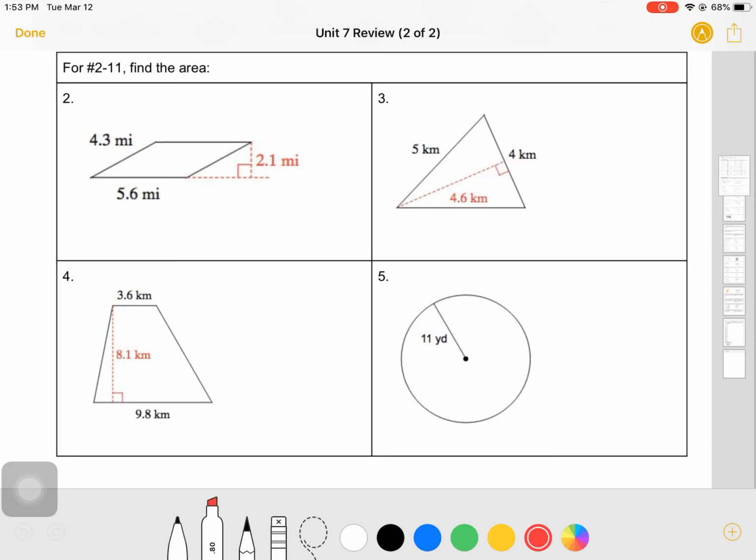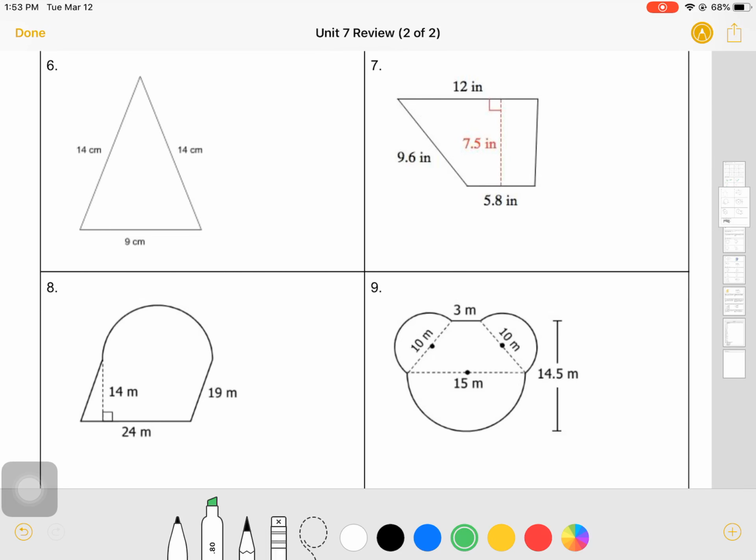So you're going to use the formulas we looked at a minute ago. But what's going to be most important is being able to correctly identify your base and your height. Make sure that your base and your height are perpendicular, so all these little right angle markers are important, which means that for number 2, my base is 5.6 and my height is 2.1. Or on number 3, my base is 4 and my height is 4.6. So find that right angle before doing the rest of the problem.